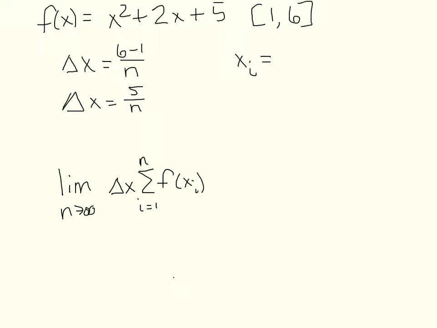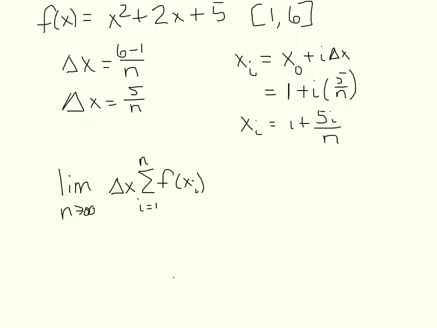The other thing is, how do we define x sub i? Well, x sub i is simply your starting point plus i times delta x. So, maybe writing it as x sub 0 plus i times delta x. Well, our x sub 0 value ends up being our left bound of 1 plus i times delta x, which is 5 over n. So I'm going to go ahead and say that x sub i is 1 plus 5i over n.